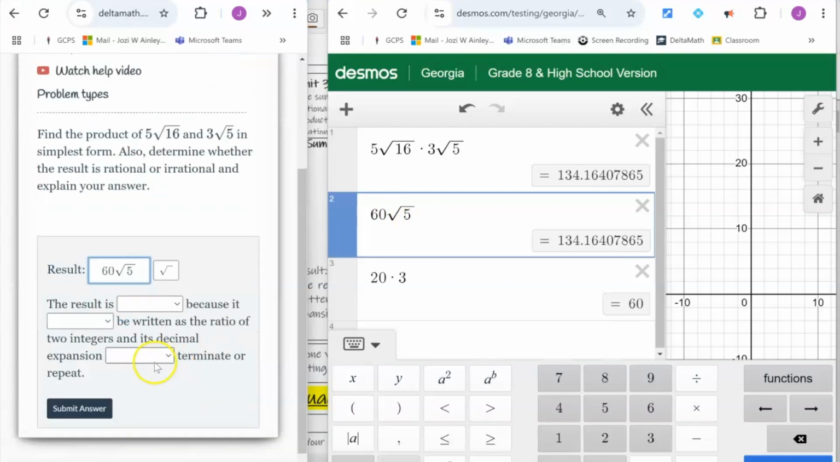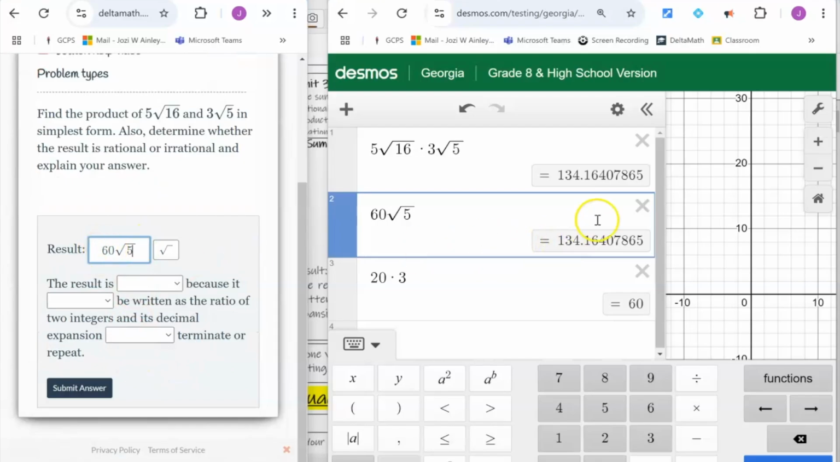So I will do another one again. Now that I've gotten this answer, it's 134.1, and so on. Let's talk about rational and irrational.